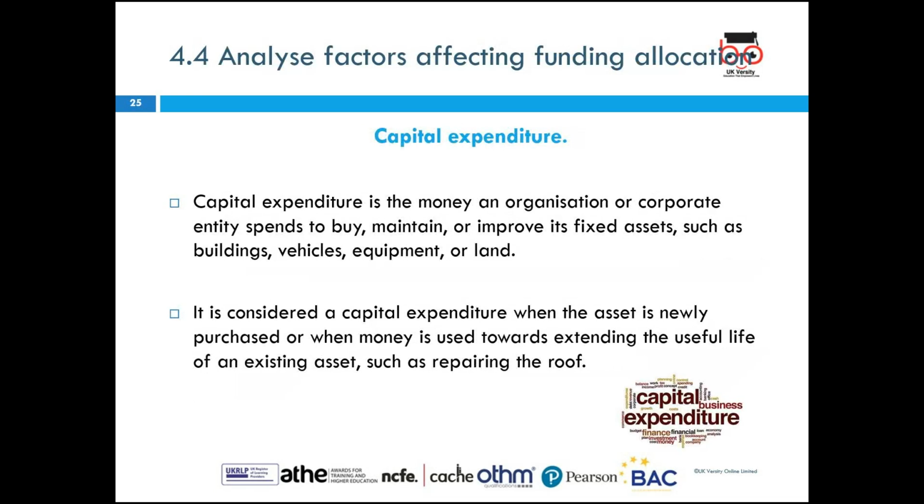And then the last one on this is 4.4, analyze factors affecting funding allocation. Now, you've got a lot of different factors on here, and we're going to talk about capital expenditure. A capital expenditure is the money an organization actually spends to buy, maintain, or improve its fixed assets. So their fixed assets are things like their buildings. If they're a trucking yard, they'll have their trucks, their equipment, or even the land that they run. It's considered a capital expenditure when the asset is newly purchased or when the money is used towards extending the useful life of an existing asset. So it's capital expenditure if you buy a new building, a new vehicle, a new piece of equipment, or if you spend that money towards fixing what you've already got, like fixing the engines of your trucks, or maintenance of your equipment, or like it says here, putting in a new roof or new windows.